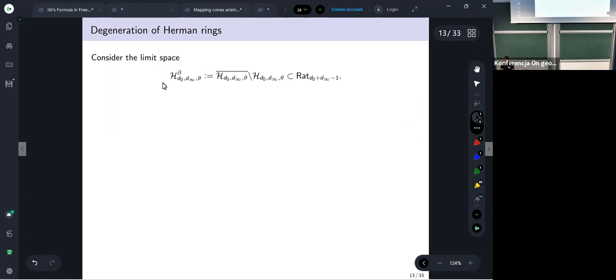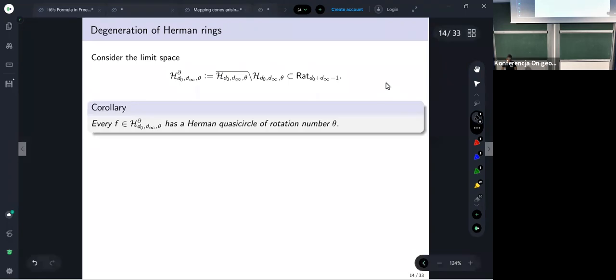Just to note that this is not really the boundary of curly H, simply because curly H is not open inside the space of rational maps. So that's why I put the boundary up here, not really in front. Okay, so what can I say about this? By a priori bounds, by independence of the modulus, I can say that every rational map inside the curly H boundary, inside the limit space, has a Herman quasicircle of rotation number theta. So that tells us a way to find Herman quasicircles from here. This is just a direct consequence of a priori bounds.